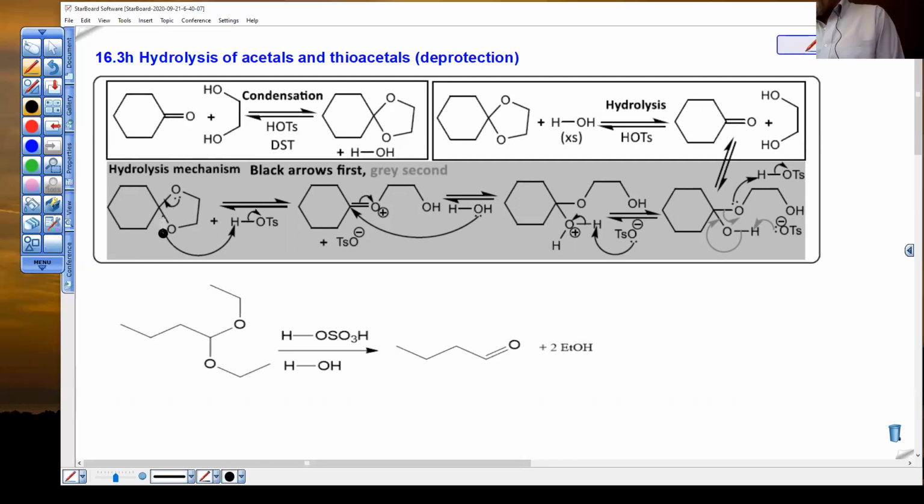First step in black. Whoa, that's a nice electron there, isn't it? Lone pair. That's where the arrow starts.